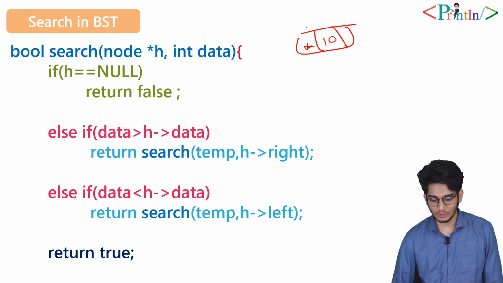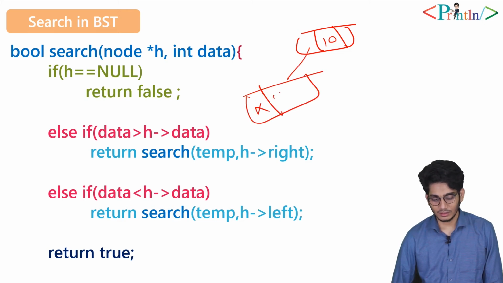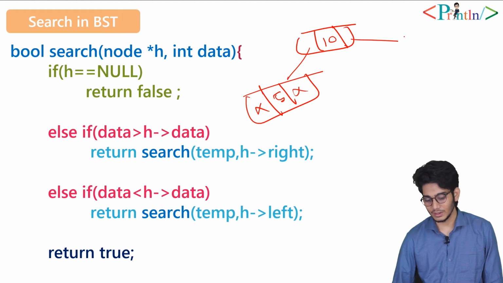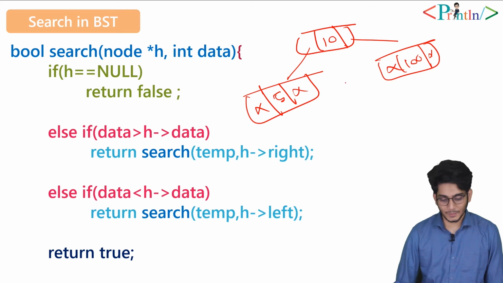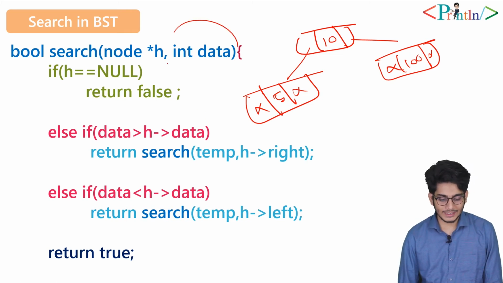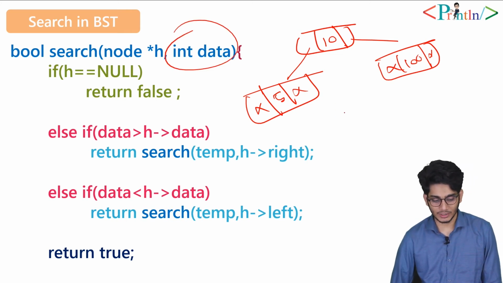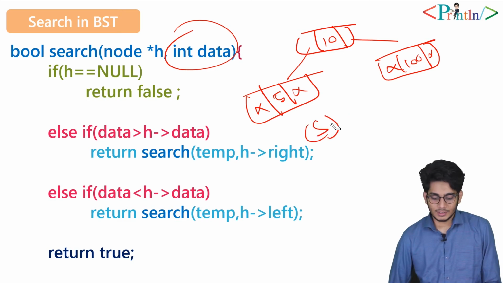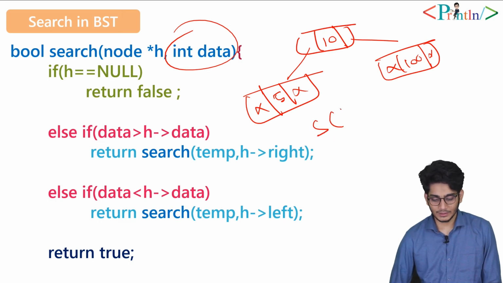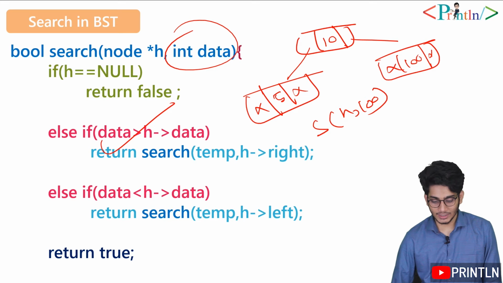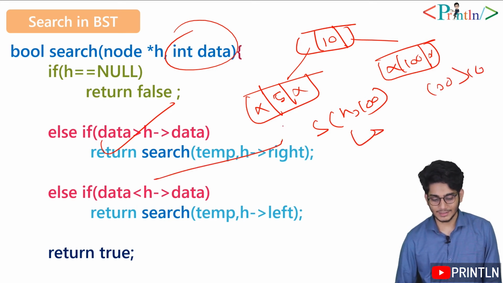Okay, we have some values over here. Let's say 10, 5, 100. Let's create a small tree. Here x means null. So at first we'll check whether h is equal to null or not. At first we'll call the search function with 100. So h is not equal to null. Then data is greater than h data. 100 is greater than 10. So we'll go for the right subtree.